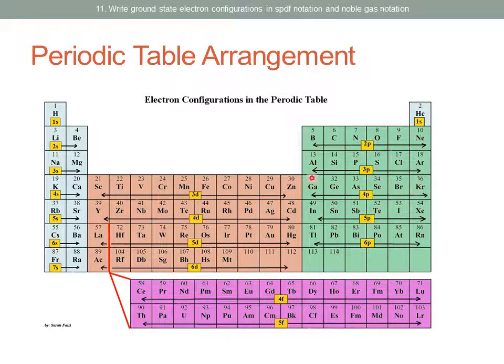Likewise, all these elements over here in green, they all end with a p sublevel. The ones in the middle, the brown here, they all end with an electron configuration in the d. And likewise, the purple here at the bottom, they all end with an electron configuration with an f sublevel.